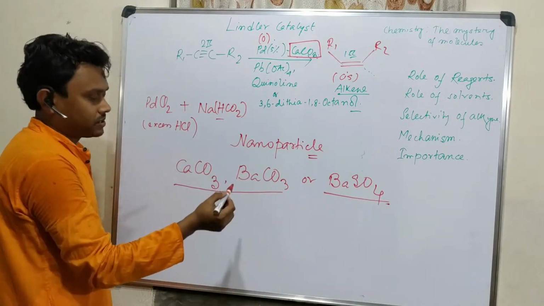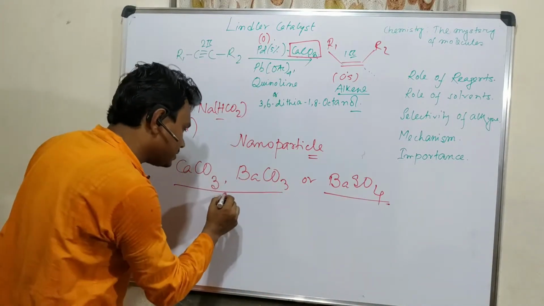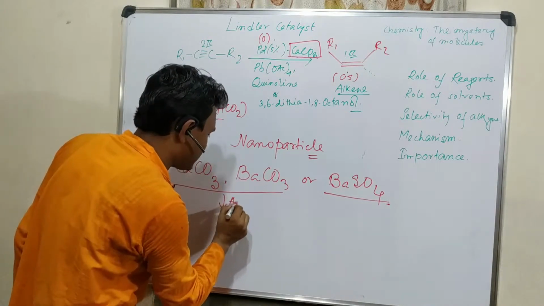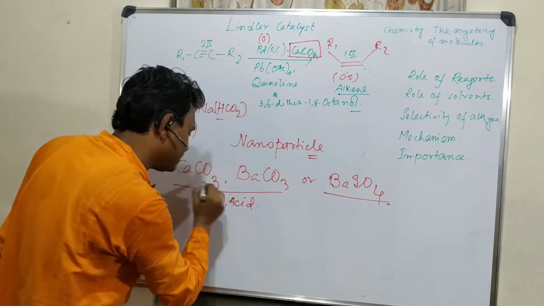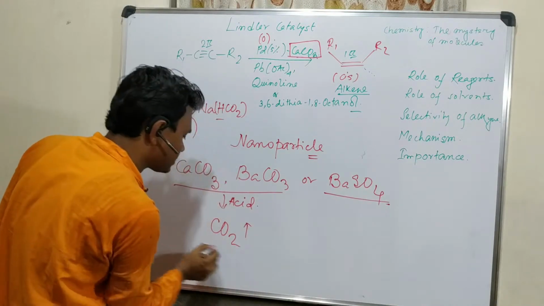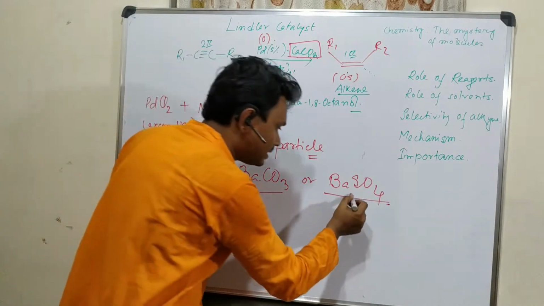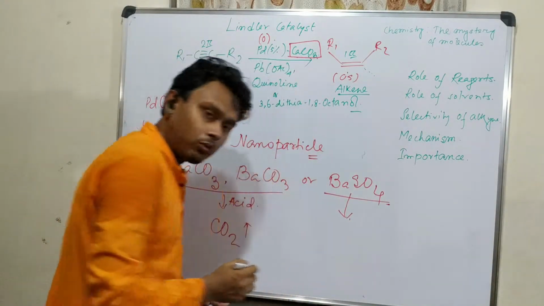But there are two categories. One is the carbonate category, one is the sulfate category. Okay, so which is better? Actually, sulfate is better. Why? Because these carbonates are acid sensitive, and ultimately, in presence of acid, they are capable of producing carbon dioxide, which will ultimately destroy the catalyst bed. Instead of that, these sulfates do not have that problem.